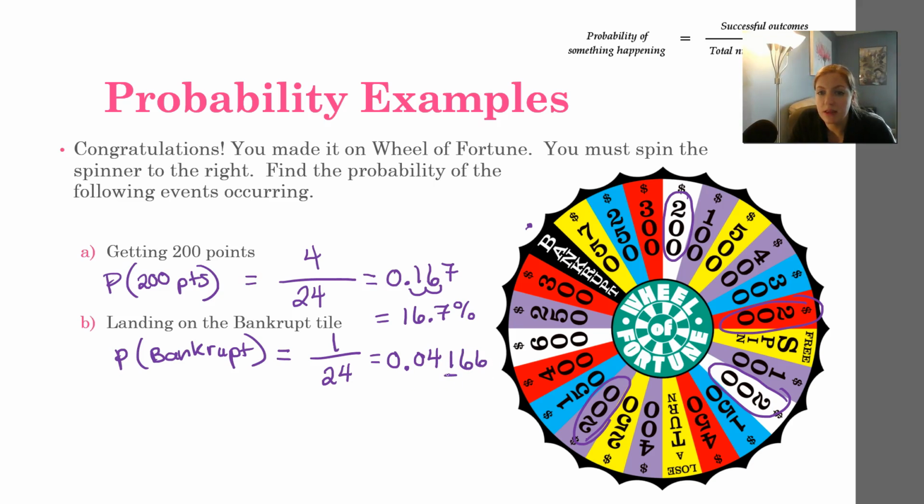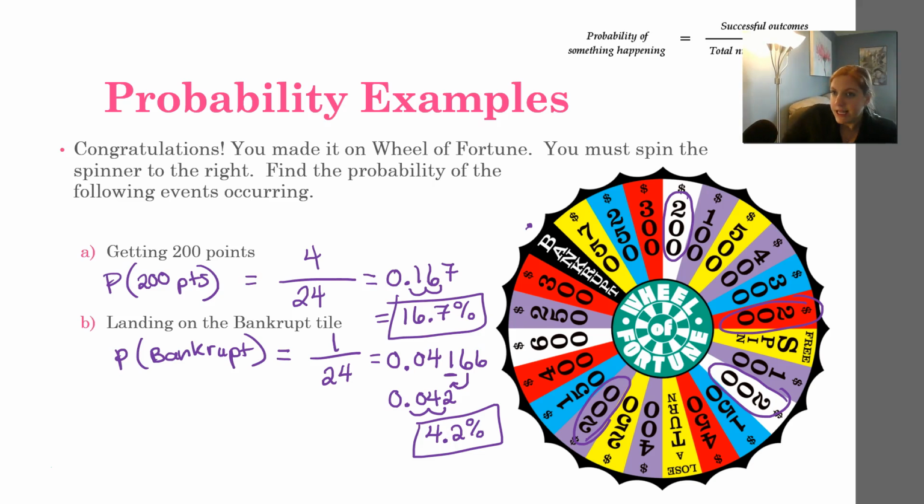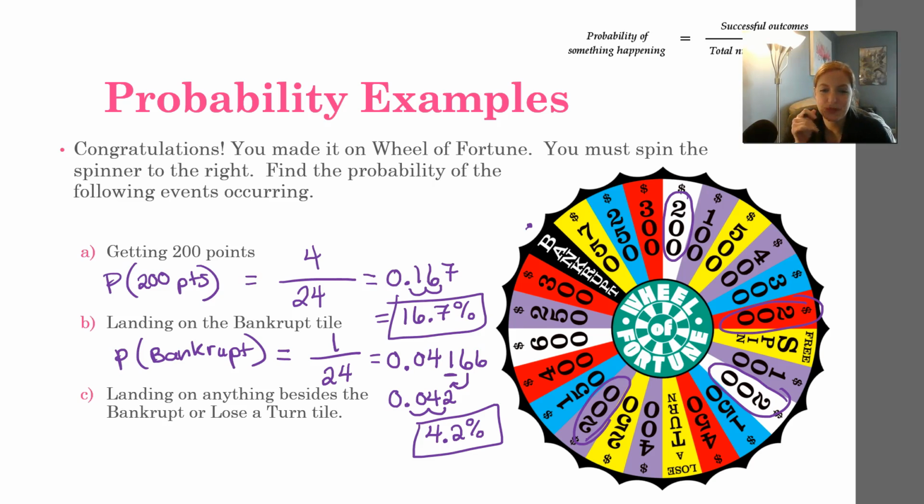Now we need to round that to the third spot. So should I round that up or not? Well, since the next number is greater than 5, we're going to go ahead and round that up to 42. Then I'm just going to move that decimal 2 spots to the right to make it 4.2%. So it's really not a high probability that you're going to land on the bankrupt tile, but it's still a lingering fear, right? Who knows, maybe they weight it differently and actually kind of cheat and put a little bit more weight on there, right? We don't want to think about that, but it's possible.